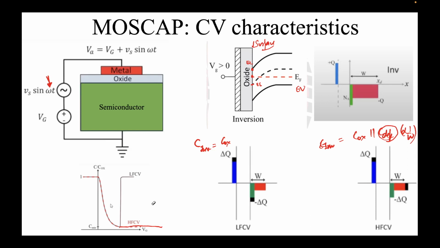This is a very famous curve for the CV characteristic. It is used extensively to identify VTH, the nature of the material, how close it is to ideality, and so on. This entity is also known as Cmin, by the way, where your depletion width ceases to increase. These are some important numbers that you must keep in mind. How much time do we have? Okay, 15 minutes. We should be fine.